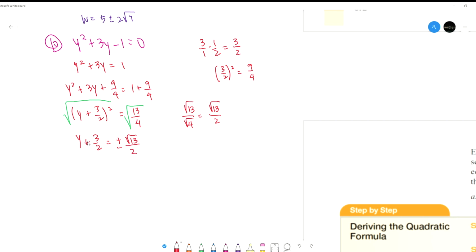Now last step is to subtract 3/2, right? So when we subtract 3/2, we get minus 3/2 plus or minus radical 13 over 2. And we should write this as one fraction. Meaning if these denominators were different, you would have to find the least common denominator and then combine it, right? But these are the same. So we have negative 3 plus or minus radical 13 all over 2 would be our final answer. Any questions?